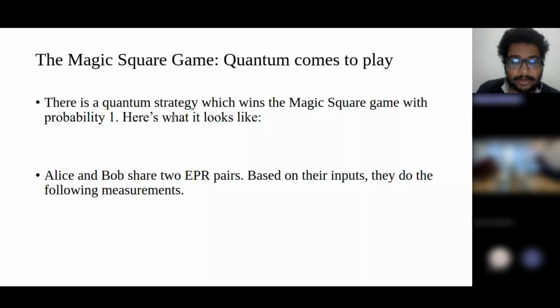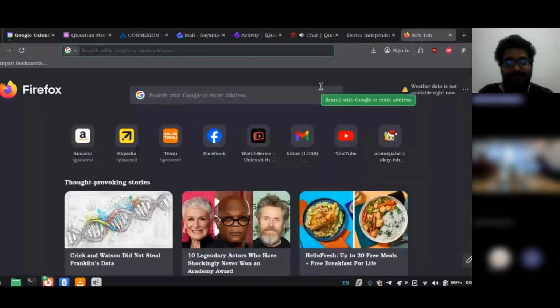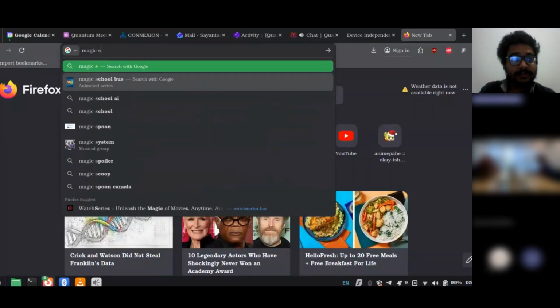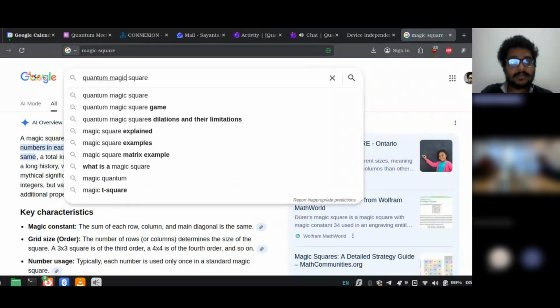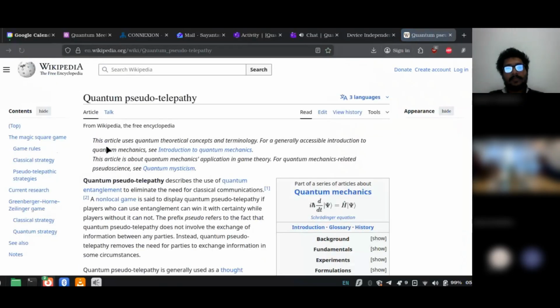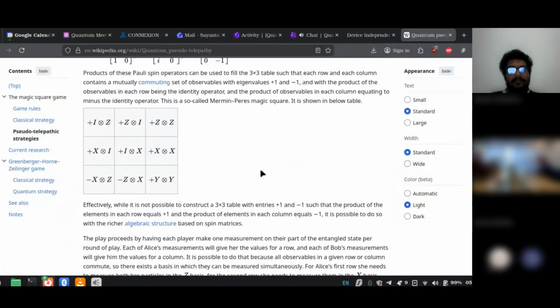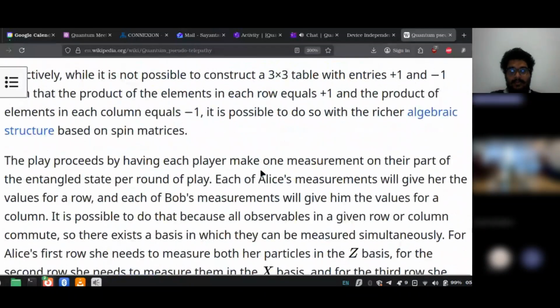Now I'm just going to go out of full screen mode for a second because I want to show you guys something. Because the next slide is going to be pretty scary. But I want to show you the less scary version first. I should have opened this beforehand. Sorry. Quantum magic square.